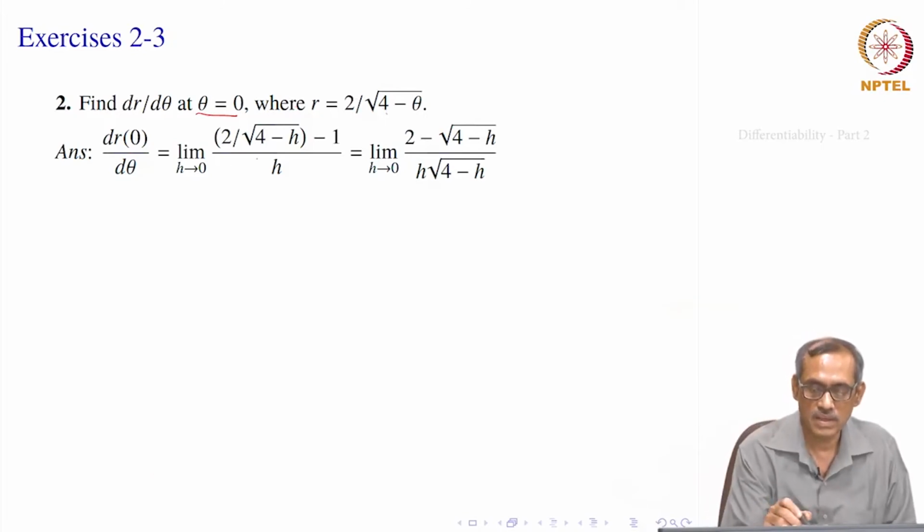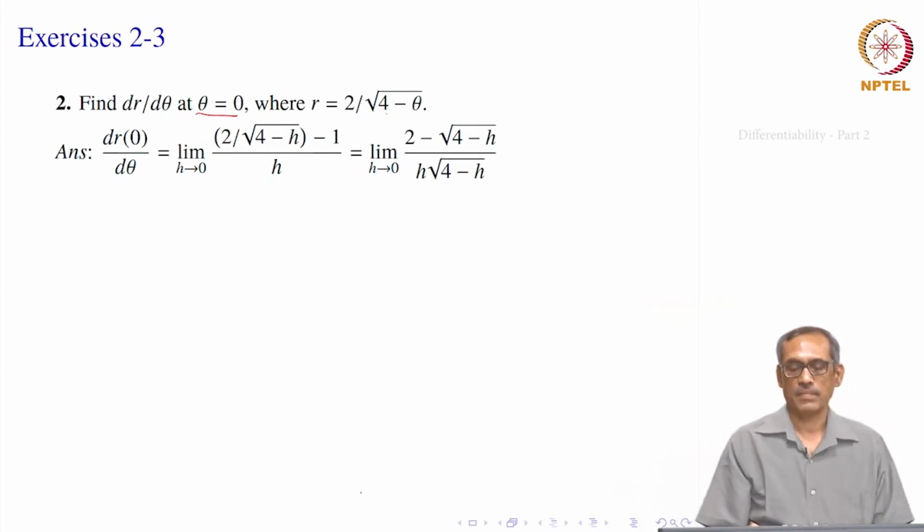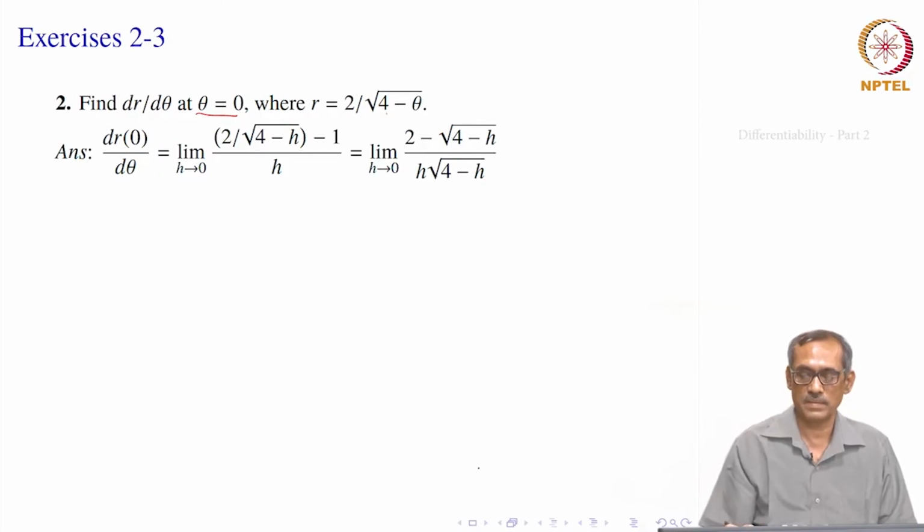Okay, so, we take the ratio. It is f of theta plus h, where theta is 0 now, so f of 0 plus h or f of h, 2 divided by square root of 4 minus h, minus at 0 you take theta to be 0, it gives square root of 4 which simplifies to 1. So, minus 1 divided by h. So, this is 2 divided by square root of 4 minus h, so it is 2 minus square root of 4 minus h divided by square root of 4 minus h.